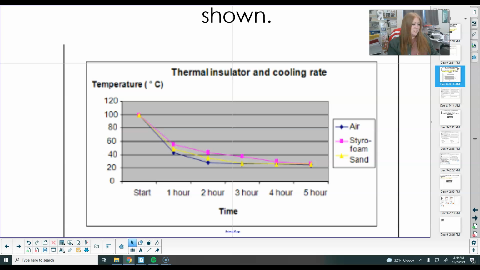The question is that you need to explain which material is the best insulator and the worst insulator and provide evidence of that. So what's the best insulator? What's the worst insulator out of these three? And evidence of that. So what is a fact from this graph that helps you know that? So go ahead and pause the video and answer about the best and worst insulator and your evidence, and then come back when you are ready to look at the scoring guide.